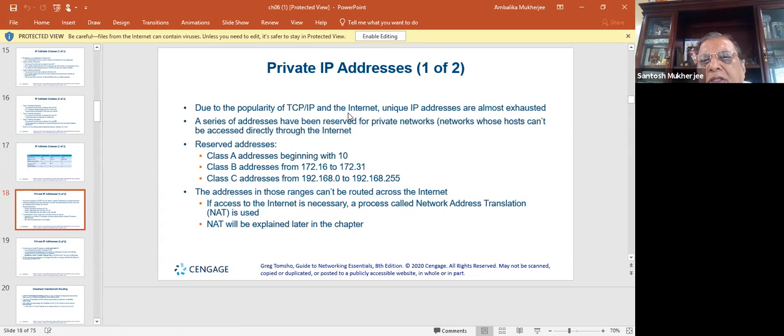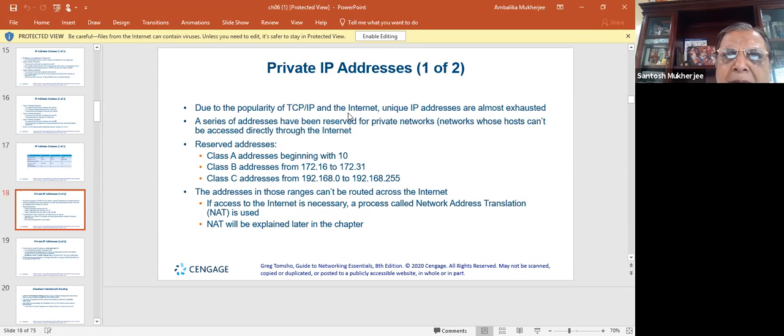The addresses in those ranges can be routed across the internet. If access to the internet is necessary, a process called network address translation is used. The addresses in these ranges can be routed across the internet. So the private network also can be routed through this internet network system, and that is through the network host.